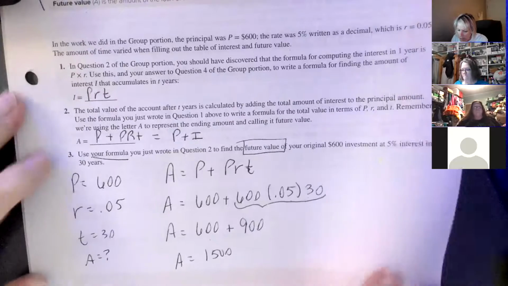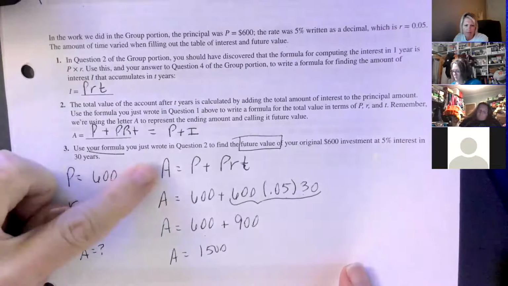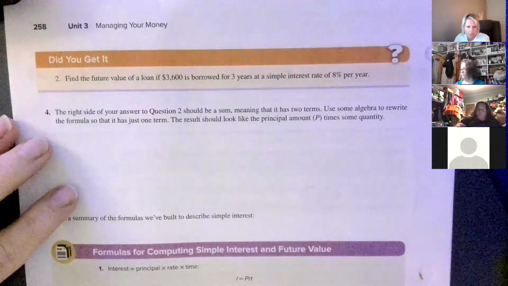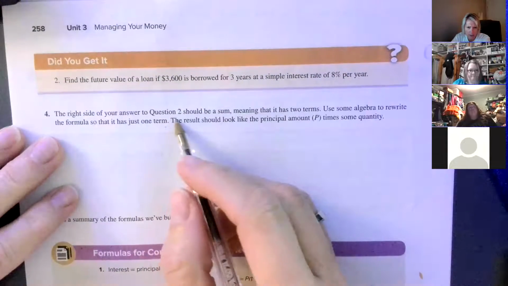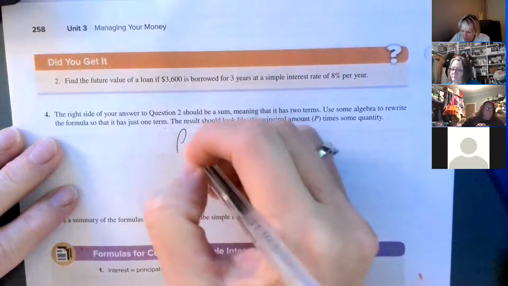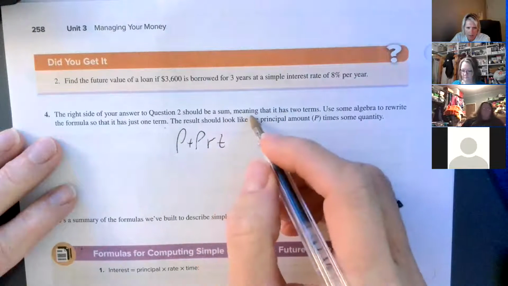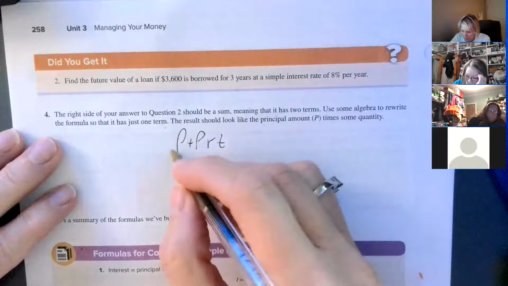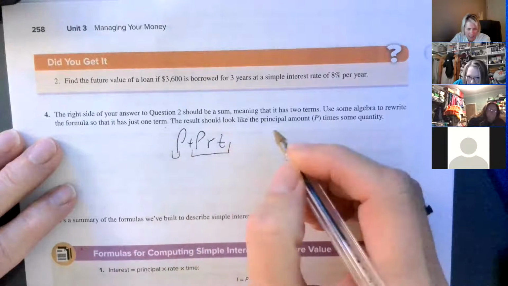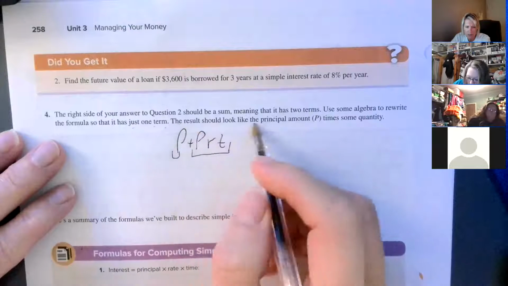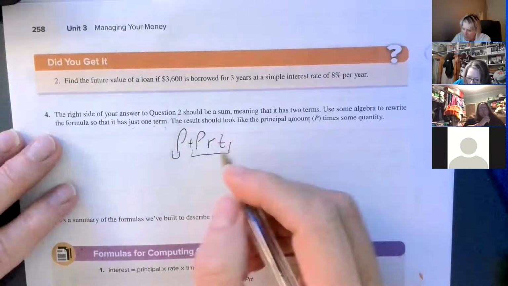So they're having us take this formula that I think works just fine, but they want us to simplify it. So on number 4, it says the right side of your answer in question 2 has 2 terms. Use some algebra to rewrite the formula so that it has just 1 term. The result should look like the principal amount P times some quantity.